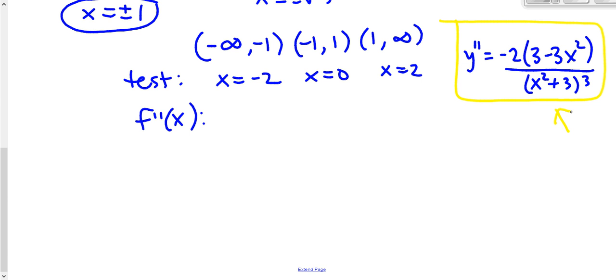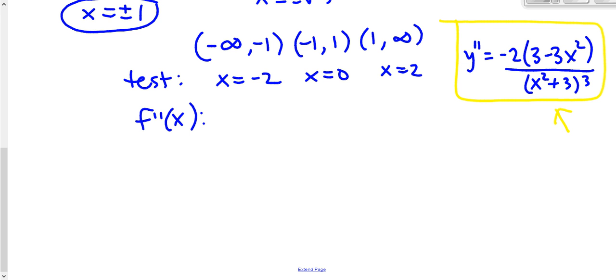Now, notice that the denominator is always going to be positive because any real number you square is going to be 0 or positive. And then when you add 3 to it, it's going to be positive. And then when you cube that, it's going to be positive. So don't worry about the denominator. Let's figure out if the numerator is positive or negative.